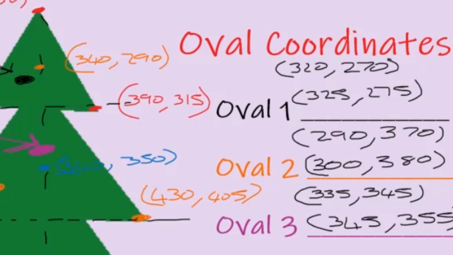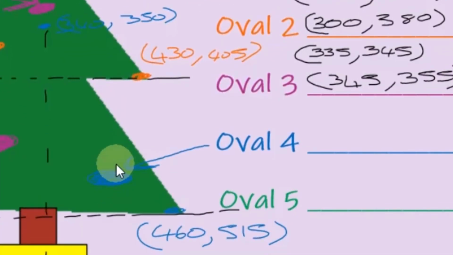Right, oval 4 is right down here. Top left X coordinate, so it's more than 340 because we're on this side of the midline, but it's less than 460. So 340 to 460. Let's go for 395. 395, and the height, well, it's more than 400, but it's less than 515. So let's go for 470.